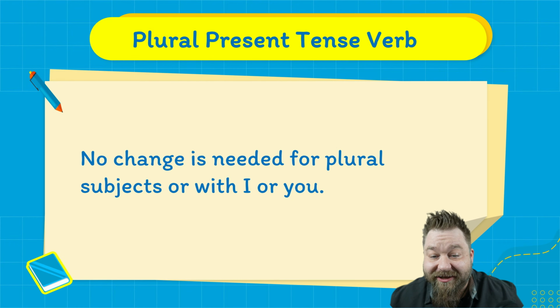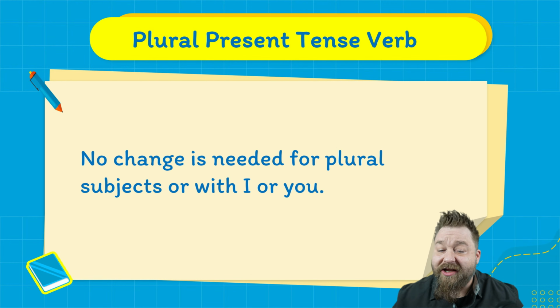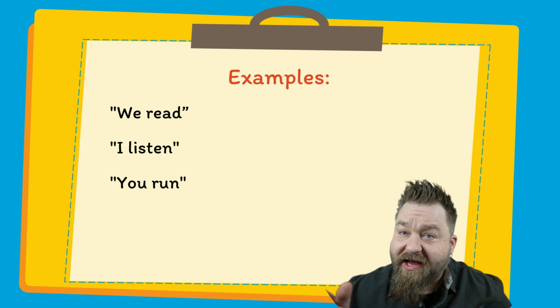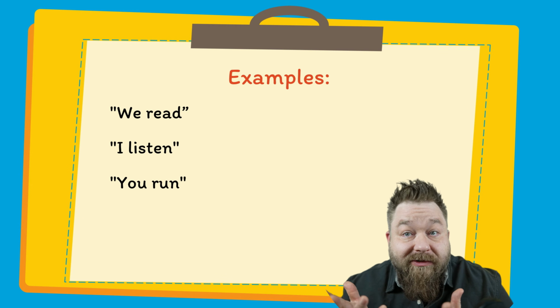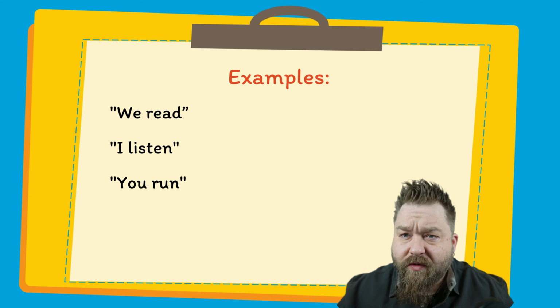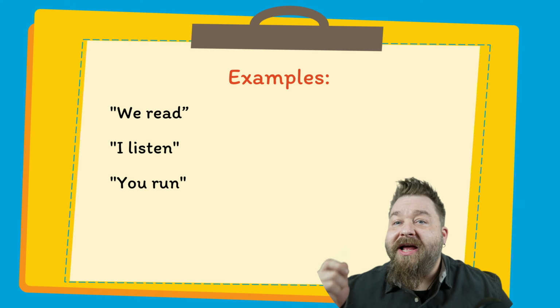What do we do when it's a plural verb? Well, we don't change anything. There is no change needed for plural subjects or with the subject of I or you. Pretty nice, right? For example, we read, just the verb. I listen, just the verb. And you run, just a verb. Nice, right? So only the singular present tense verbs, we have to remember those rules. We have to change them to make them work.